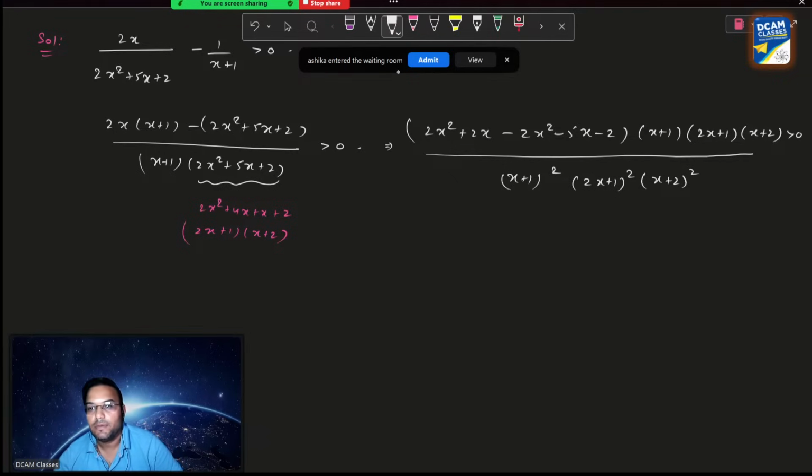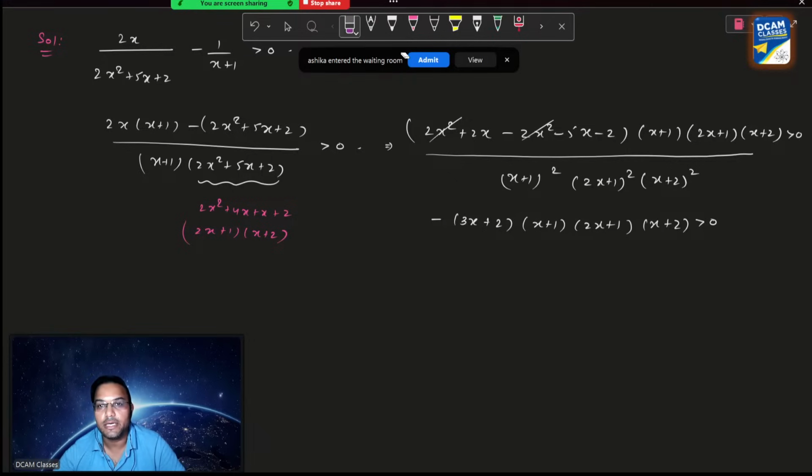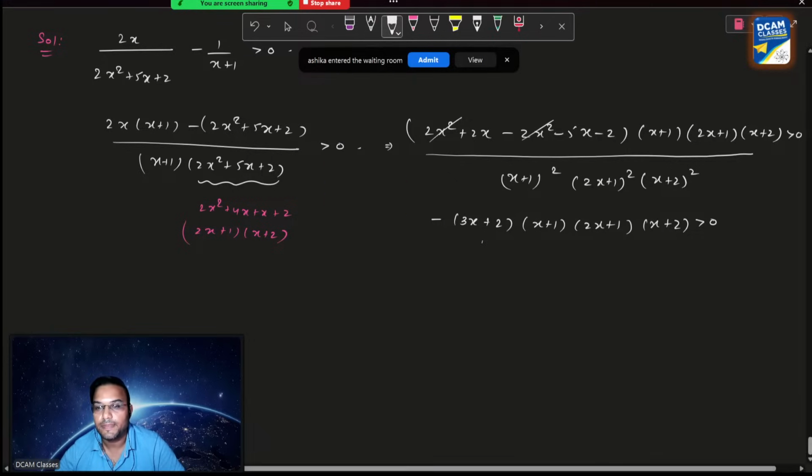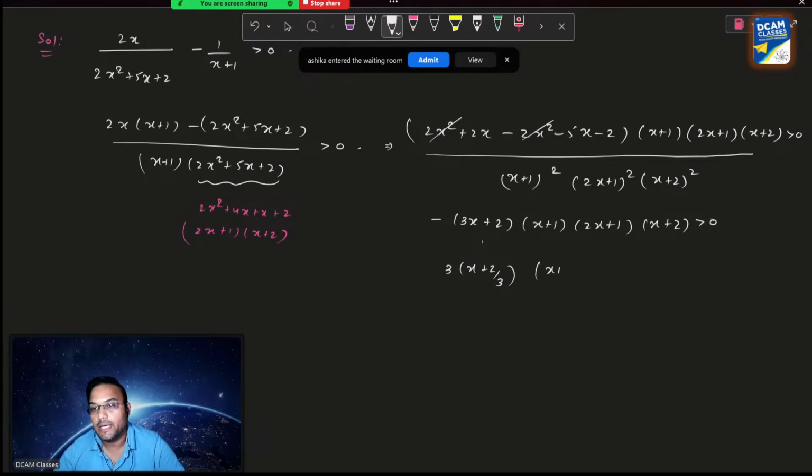Now my inequality will become, this will cancel out, this minus (3x plus 2) into (x plus 1) into (2x plus 1) into (x plus 2) is greater than 0. In 3x plus 2, 3 will come outside. So it will be 3 into (x plus 2/3) into (x plus 1) into (x plus half) into (x plus 2) is less than 0. Minus sign I have taken outside.